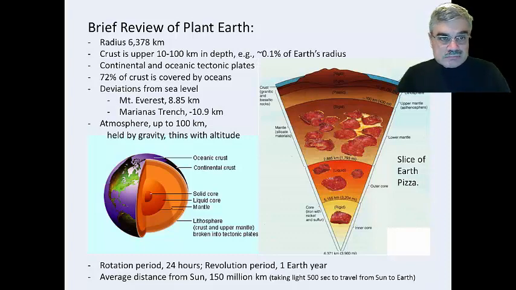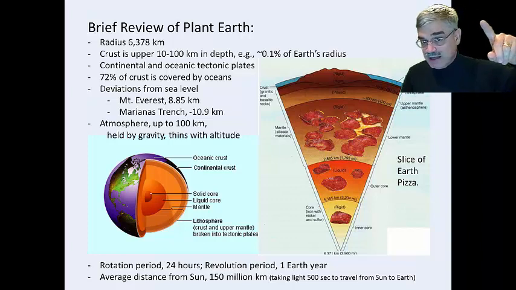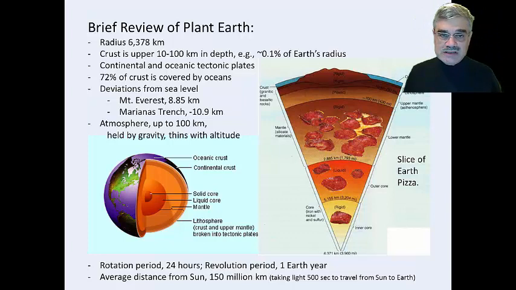The Earth is a sphere. It has a radius of 6,378 kilometers. To give you some perspective, the distance in the United States between California and Maine is about 4,000 kilometers. So the distance to the center of the Earth is about 1.5 times that, from the Earth's crust.